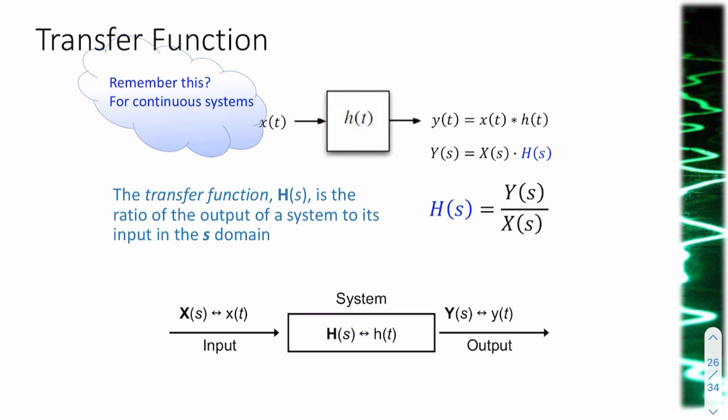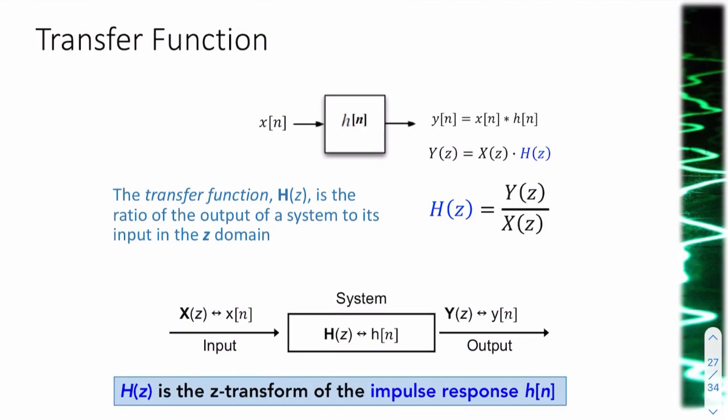Final thing I wanted to introduce in this lecture is the idea of a transfer function, which is the ratio between the output and the input in the frequency domain. So this was from lecture 9. Okay, so this is for continuous time. The same applies for discrete time. So this time, our transfer function is the ratio of y of z over x of z. But it's the same idea.